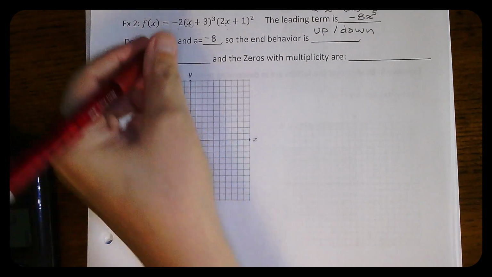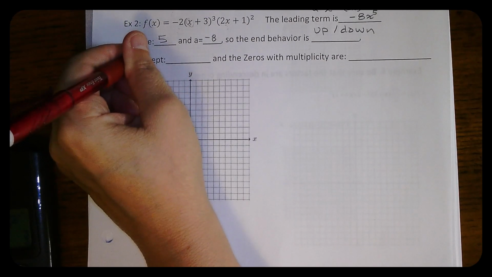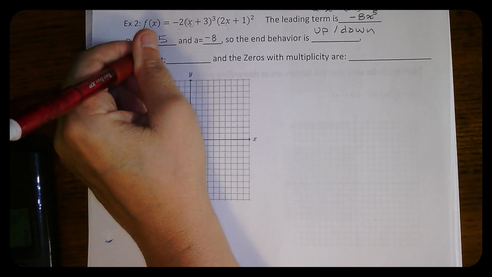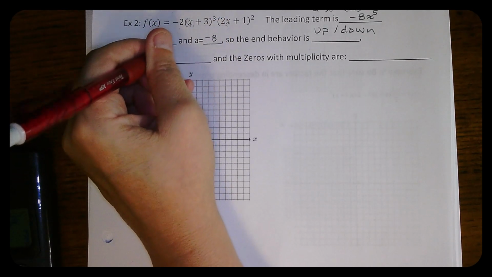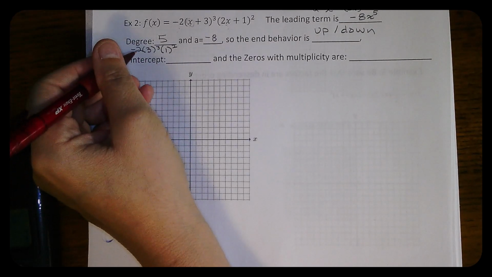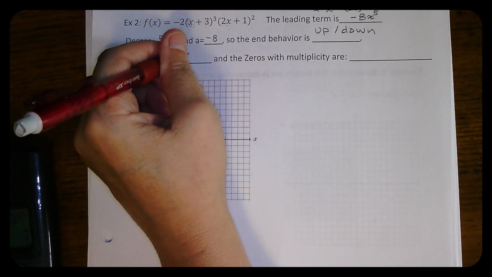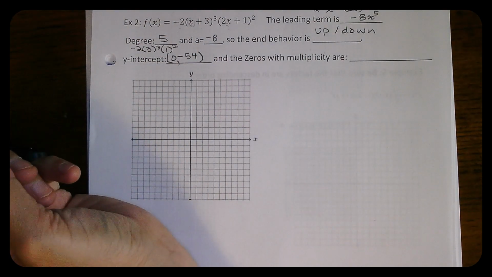The y-intercept we can find by putting 0 in for x, so that's negative 2 times (0 plus 3), which is 3 cubed, times (0 plus 1) squared, which is 1. So that's negative 2 times 27, that's negative 54. That's my y-intercept. And you can use your calculator for that.